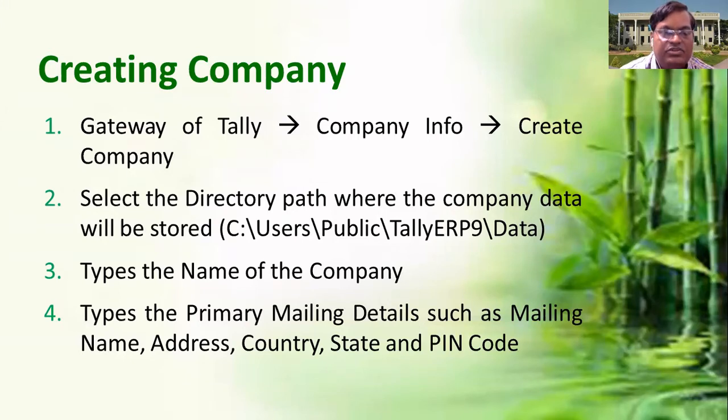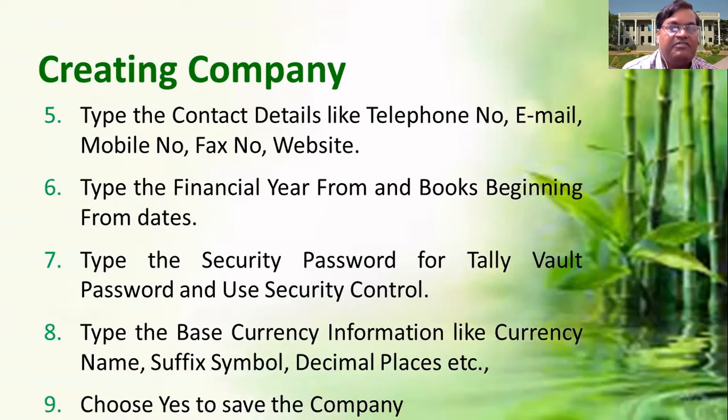And after that, you have to type the primary mailing details such as mailing name, address, country, state, and PIN code. These are the basic contact details or communication details of a company. After that, you have to type the contact details like telephone number, email ID, mobile number, or fax number. You can also type the URL of the website address.